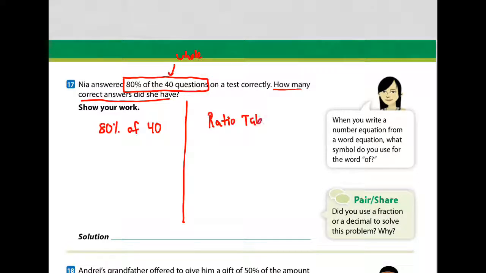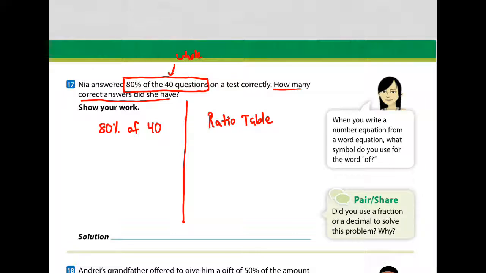But just remember, in this one, the 80% and the 40 questions, the 40 questions is the whole. So make sure that 40 questions goes with the 100%. All right, so I want you to try 17. You don't have to do it both of these ways. I'm going to do it both of these ways when I go over them. But I do want you to figure out what 80% of the 40 questions is. All right, pause the video. Do number 17. Go.